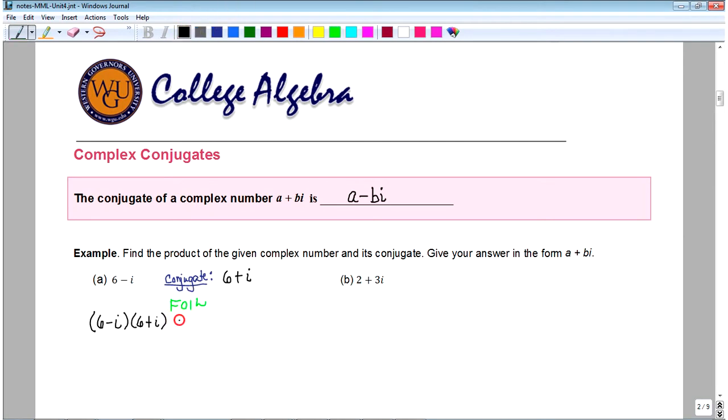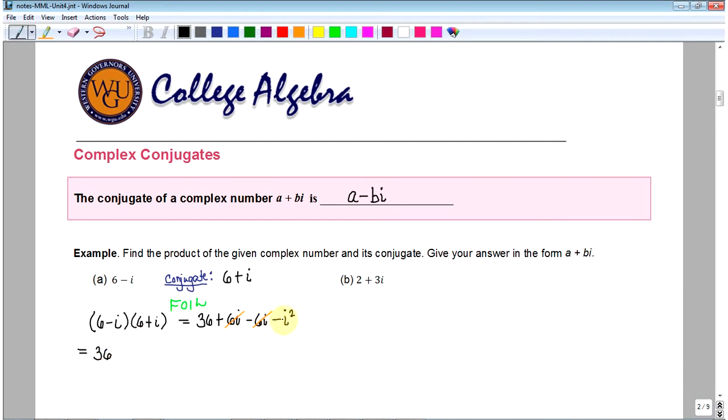So when we multiply this, our first times first is 36. Outer times outer is a plus 6i. Inner times inner is a minus 6i. And last times last is a minus i squared. The 6i's will cancel out. So when I simplify my answer, I have 36.